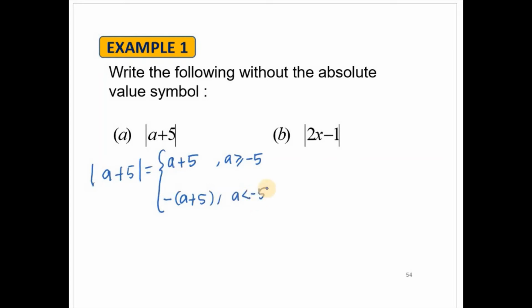So how did we get the -5? Because we take everything inside the modulus equal to 0, so we have a = -5. This is the critical value that we must put into our interval.